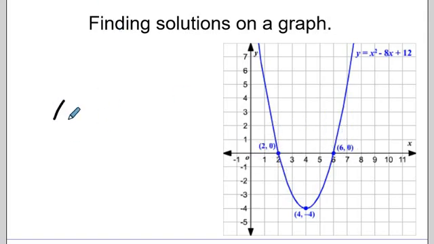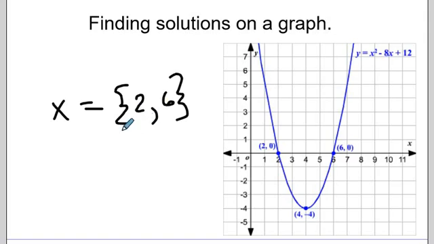So we actually normally have more than one solution. Often we have 2 solutions. So the solutions are 2 and 6, and we can put it in our solution set notation here.